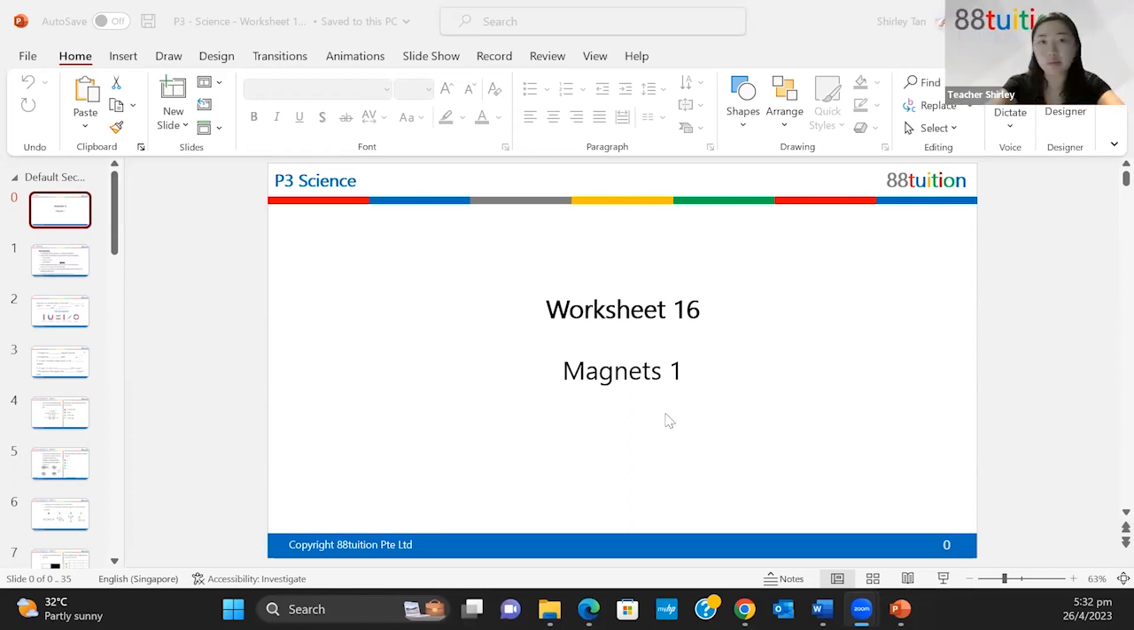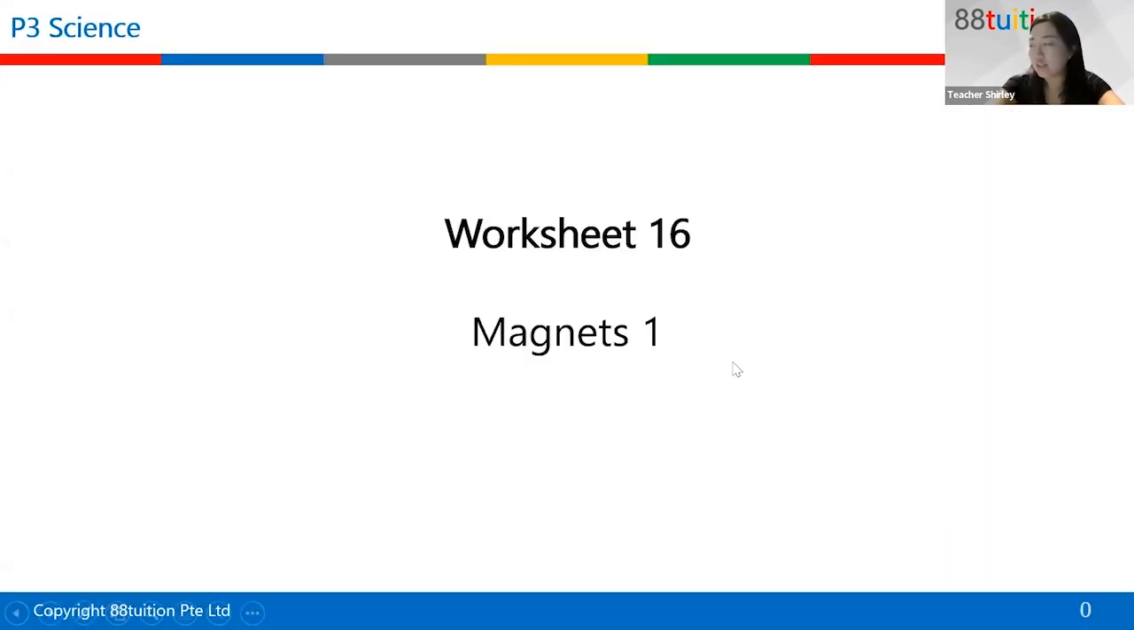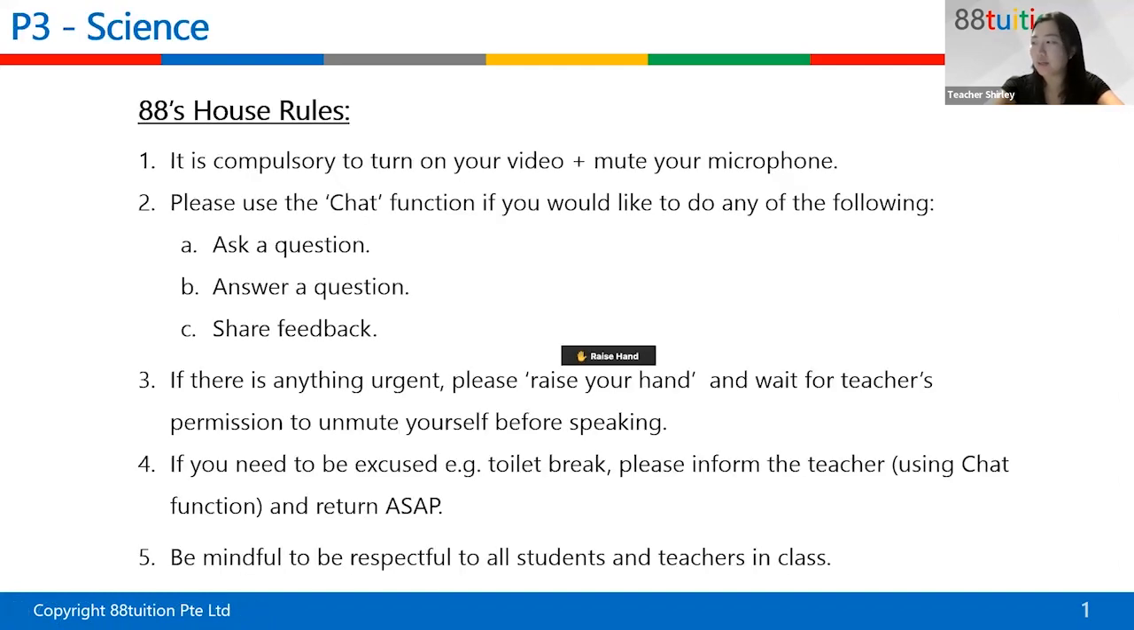Okay, so as usual, we will go through certain rules. I know today is your third lesson already, you came for a trial before. Simple rules: just remember to turn on your video and mute your microphone. If you need to ask a question, you can type in the chat. If you have something urgent, you can click on the raise hand function, and then I'll get you to unmute and you can speak. If you need to go to the toilet, of course we understand you need to answer nature's call, so just drop me a text there.